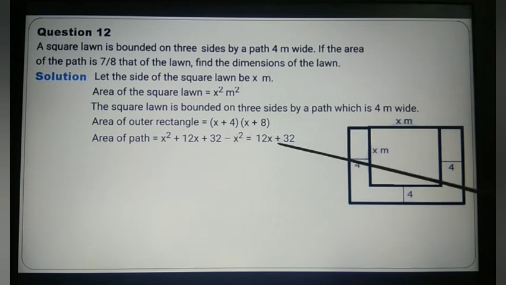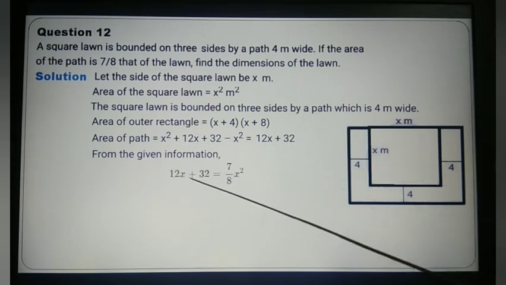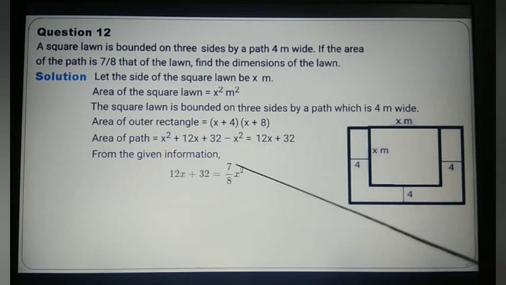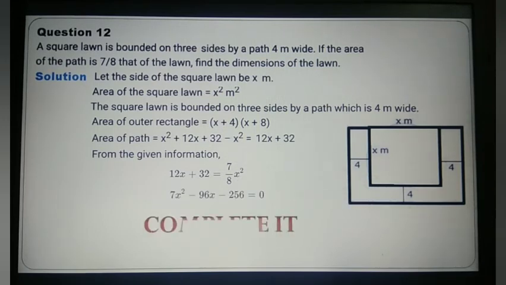Okay, solve it. It will be 12x plus 32. So this is the area of the path. Now, according to the question, the area of the path is 7 by 8 of the square lawn. That means this is the area of the path and this has to be 7 by 8 of the area of the lawn. So 12x plus 32 has to be 7 by 8 of the area of the lawn, which is x square. Solve it. You'll arrive at this quadratic equation and you will complete it by yourself.